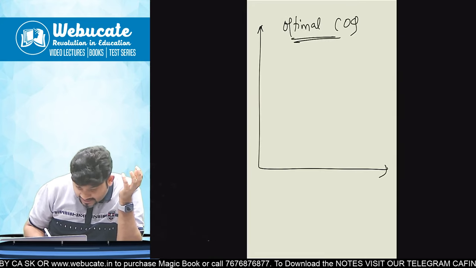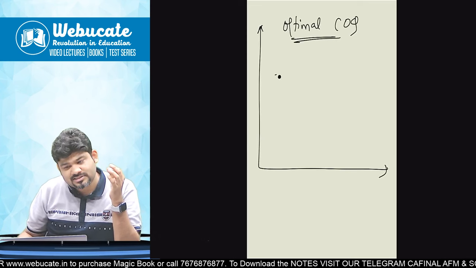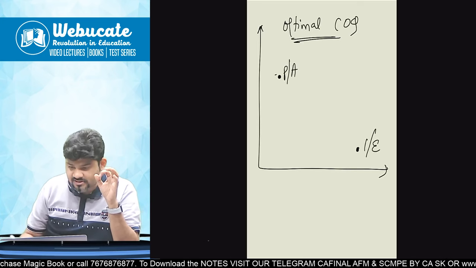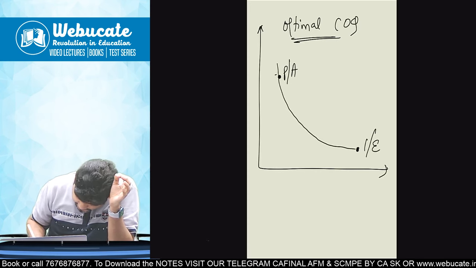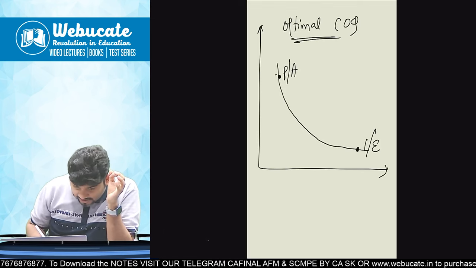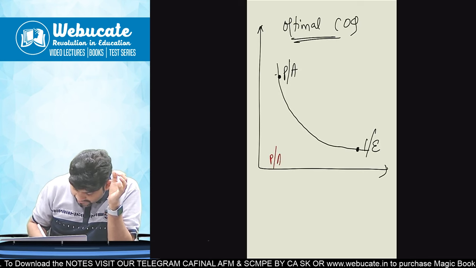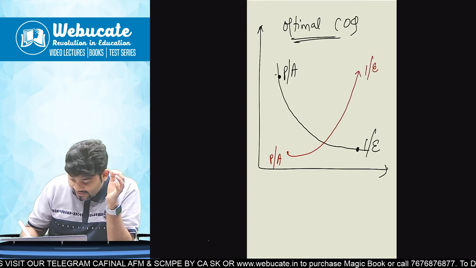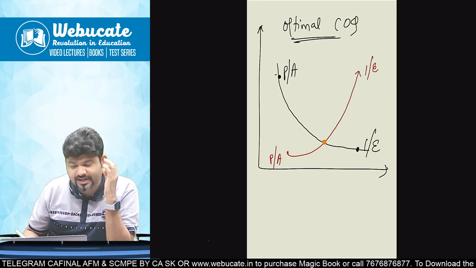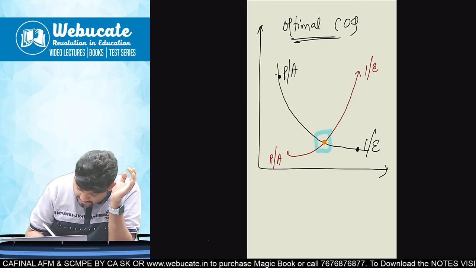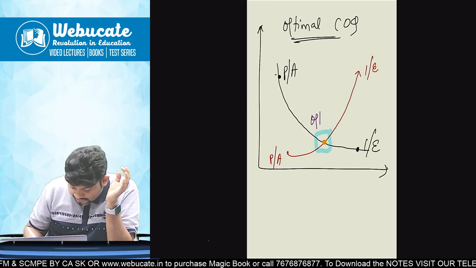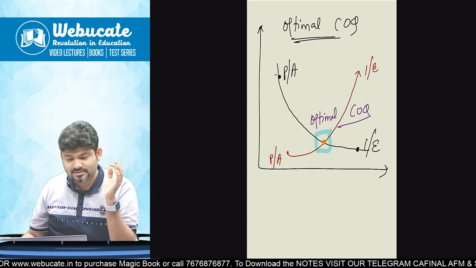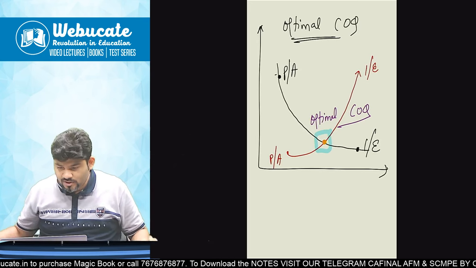So logically, when prevention and appraisal costs are high, your internal and external failure will be low. But if your prevention and appraisal costs are low, your internal and external costs are high. This level, boss, this level is called optimal cost of quality. Optimal cost of quality. Got it? Yes. So, hope all of us are clear with this.